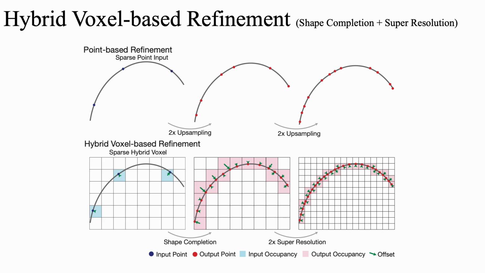This diagram shows how our model performs shape completion and super resolution in the hybrid voxel domain. Unlike point cloud methods that upsample points by a fixed ratio, our voxel formulation allows dynamic densification, producing more or fewer points depending on the level of detail in a given region. This dynamic densification helps reduce both overfilling and underfilling issues.